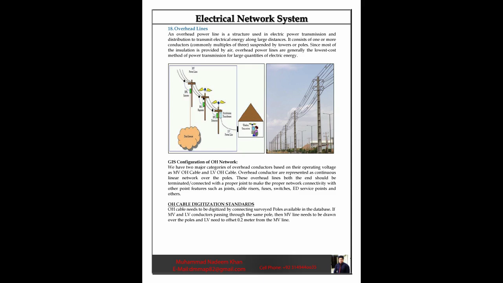OH cable digitization standards. OH cable needs to be digitized by connecting surveyed poles available in the database. If MV and LV conductors pass through the same pole, then the MV line needs to be drawn over the poles and the LV needs to be offset 0.2 meter from the MV line.